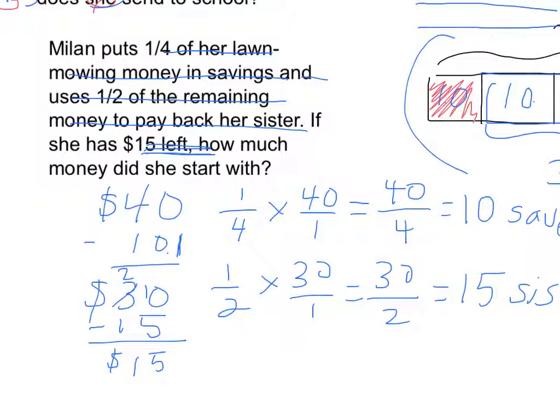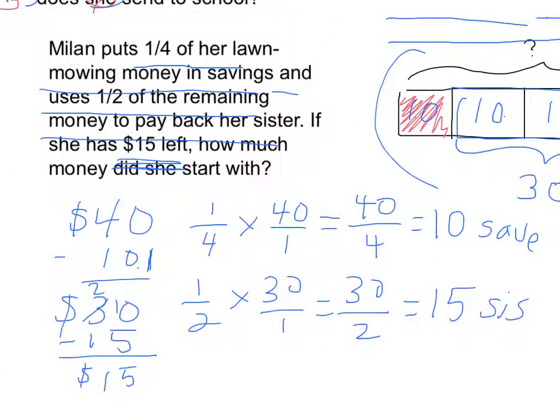Great, I think you're ready to try your own practice set. Just remember, fractions times fractions is just like fractions times whole numbers. Okay? You're just multiplying straight across. 1/2 times 1/4 equals 1/8.